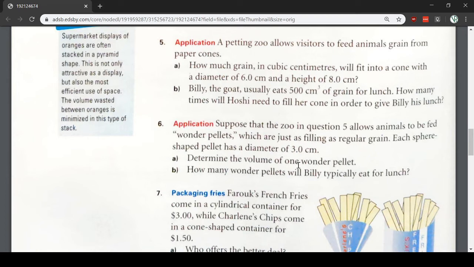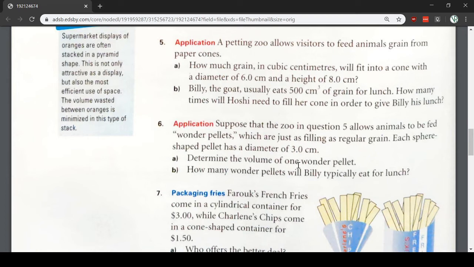Number 5 says a petting zoo allows visitors to feed the animals grain from paper cones. I remember doing this with Greenland down in Niagara Falls. You got to feed the deer out of a cone, and they would try and eat your clothing right away. I walked out of there with holes in my shirt when I was a child. But anyways, how much grain in cubic centimeters will fit into a cone with a diameter of 6 centimeters and a height of 8 centimeters?